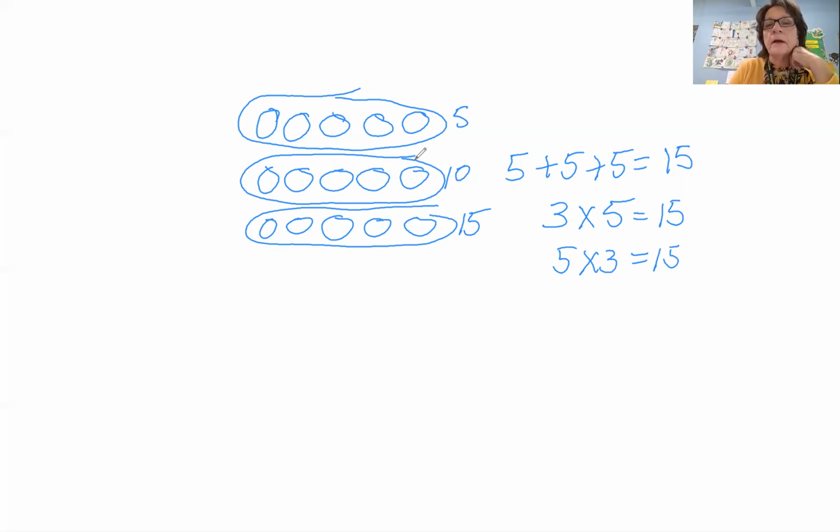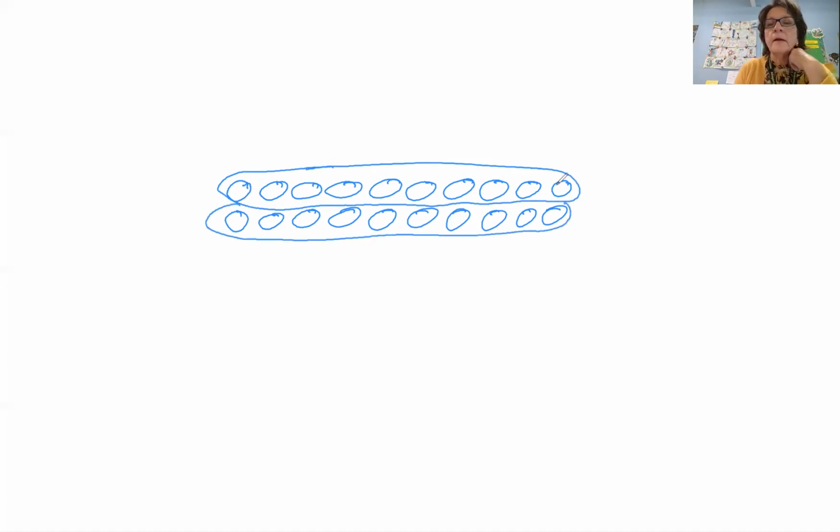Okay, I'm going to clear my board. And I'm going to draw another picture array. You might want to count as I draw, because there's going to be a lot of circles. I'm going to circle these to make sure you see. Okay. My first question is, how many groups are there? If you said 2 groups, you're correct. There are 2 groups. Here's my first group, and here's my second group on the bottom.